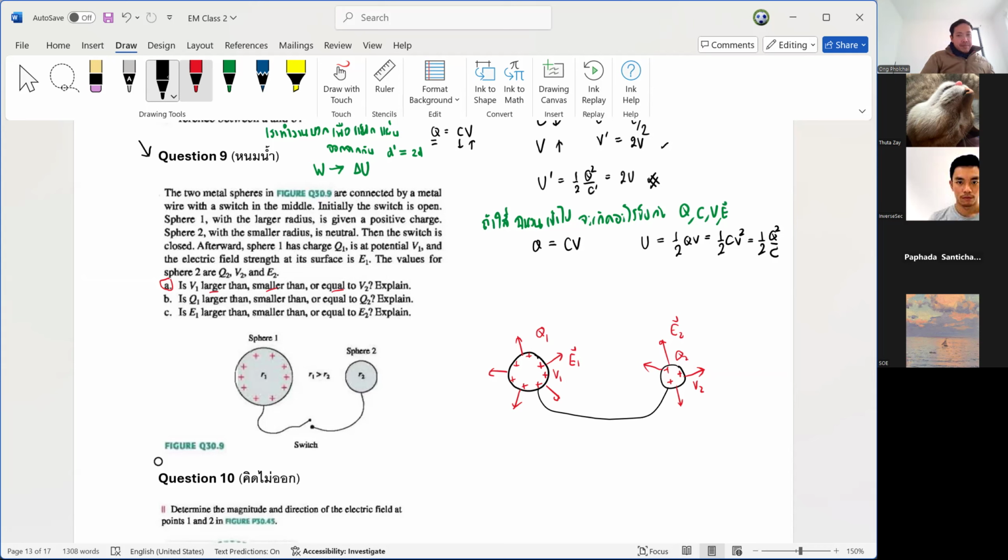I'll give you 1 minute. Or if you like, you can also say it in your microphone. I'll give a little hint. There's V, the Q, and E. One of them has to be equal in order for the system to be in equilibrium. Which one will become equal? Q, V, or E? Any idea? Just guess.